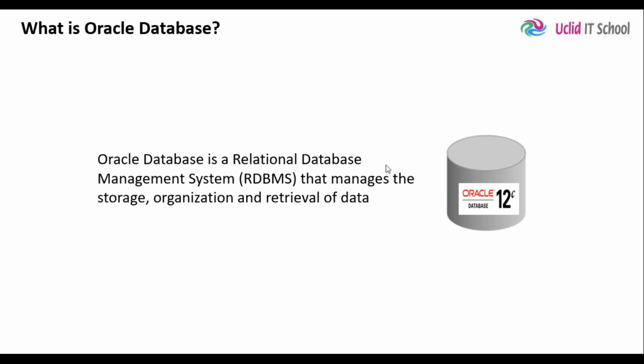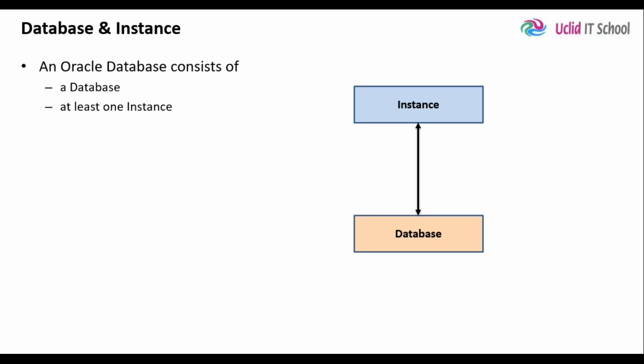Oracle database is a relational database management system that manages the storage, organization, and retrieval of data. Every Oracle database consists of two things: a database and at least one instance. So you can see in this slide, we have database and we have instance associated with each other.